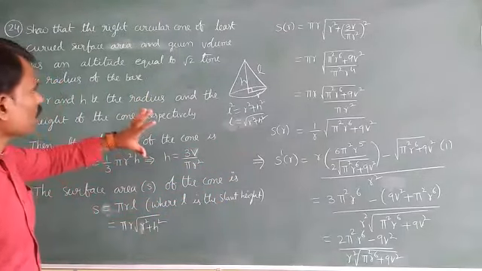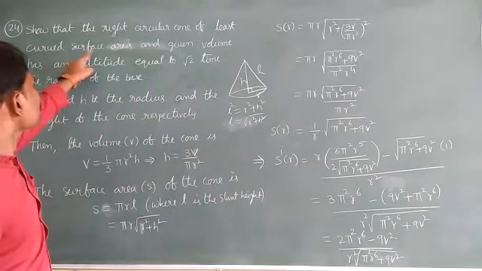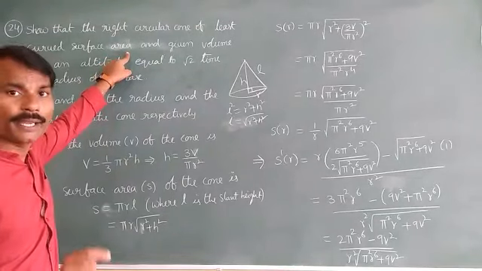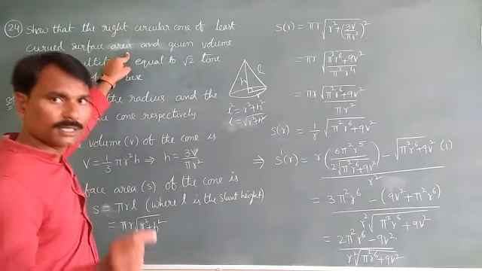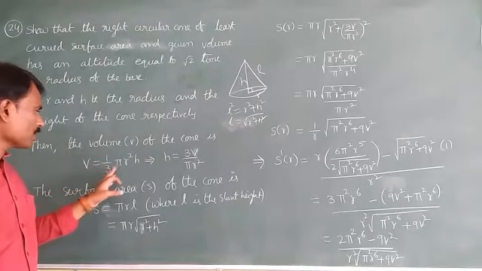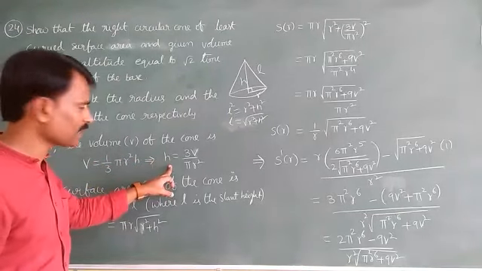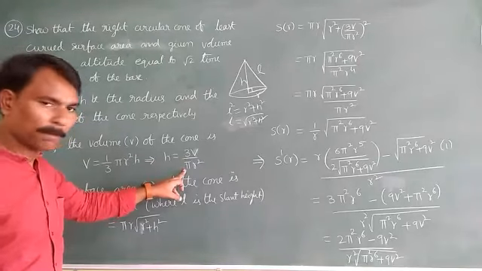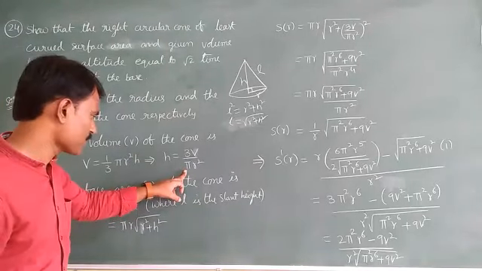Apply this condition now. Curved surface area of a cone is pi RL, that is the formula. So volume of the cone, V is equal to 1/3 pi r square h, and taking h as the subject, h is equal to 3V by pi r square.